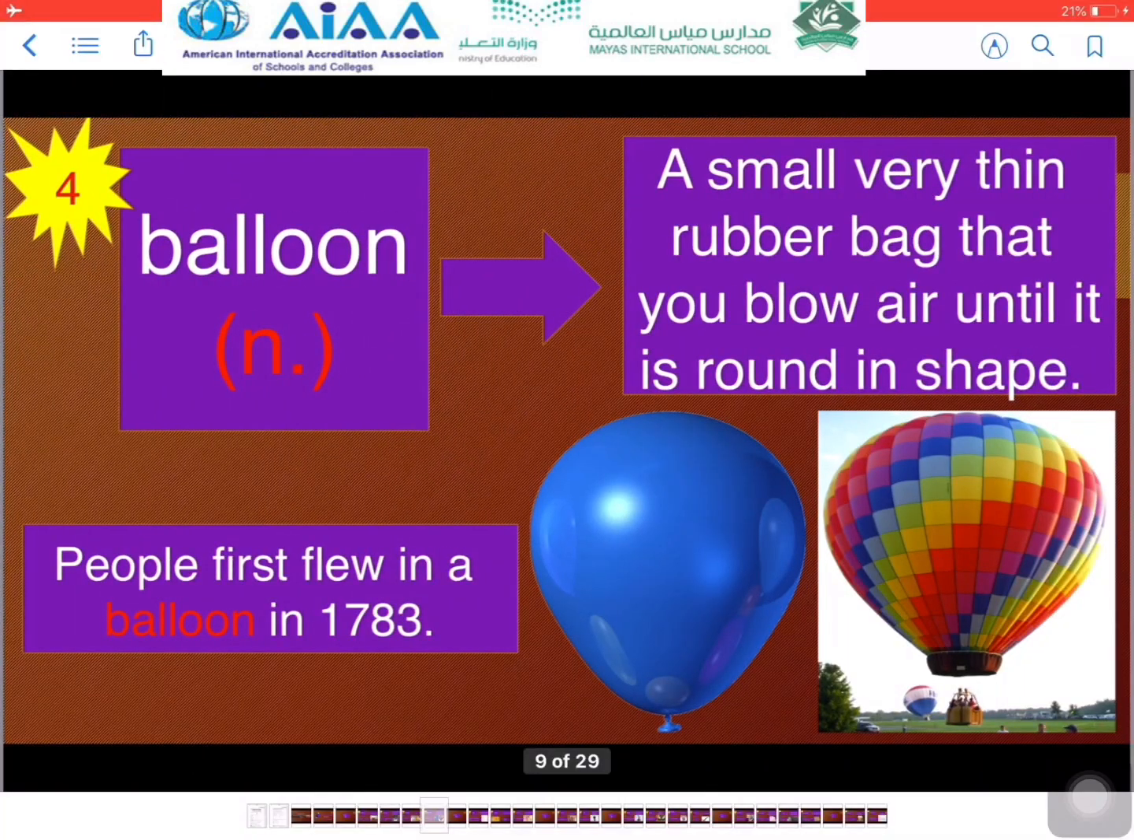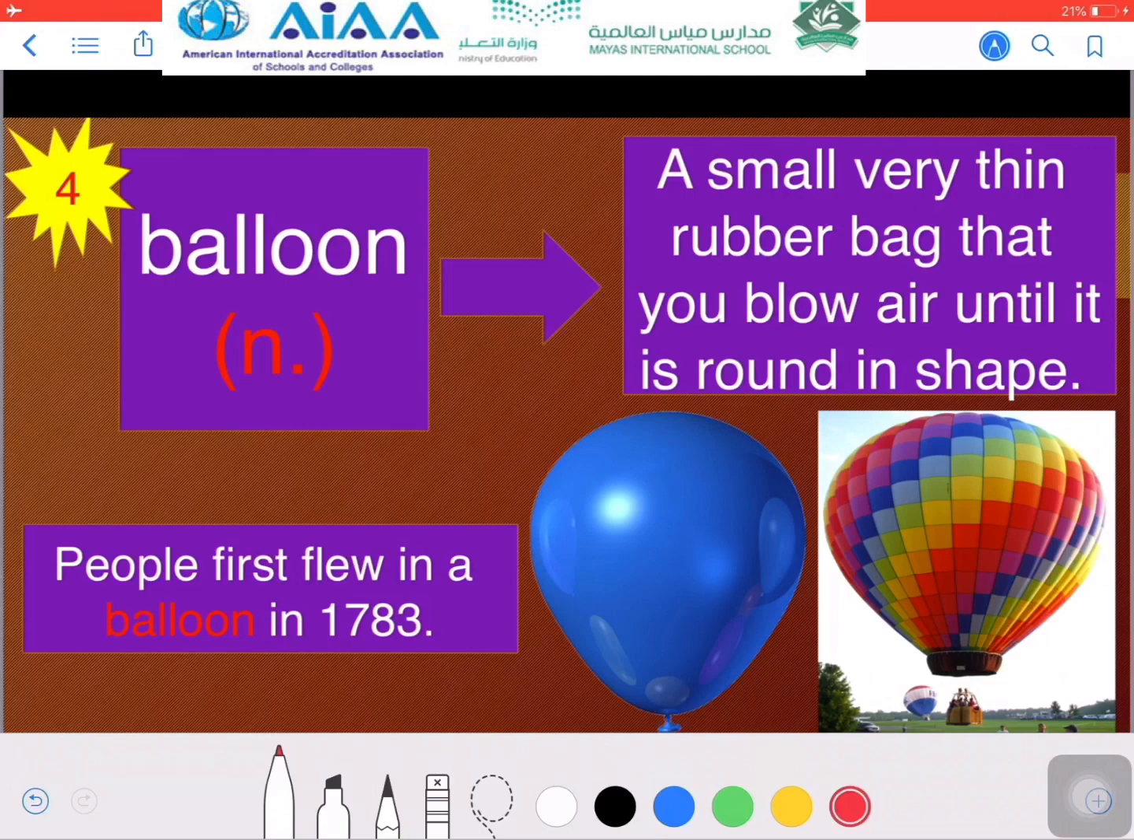Here, balloon. Do you like balloons? In birthday parties or Eid or something else? So it's a small, very thin rubber bag that you blow air into until it's round in shape. So the people first flew in a balloon in 1783. You see? So there's different sizes of the balloon. It can be a small one, you can hold it between your hands. And this balloon that people can what? Fly using it, okay?